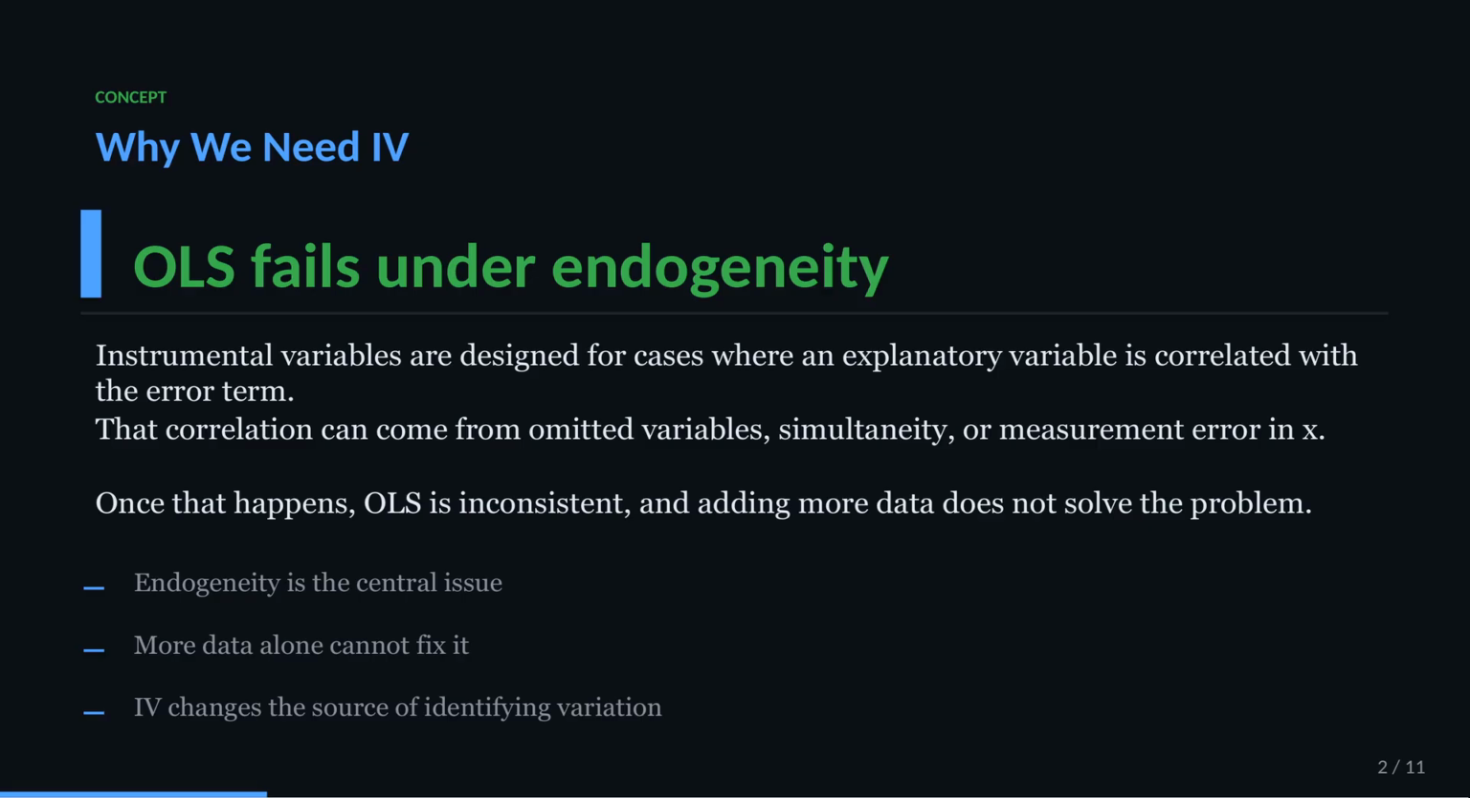If an explanatory variable is correlated with the error term, then OLS is inconsistent. That can happen because of omitted variables, simultaneity, or measurement error in X. And once it happens, adding more observations does not save us. OLS just converges more precisely to the wrong number.